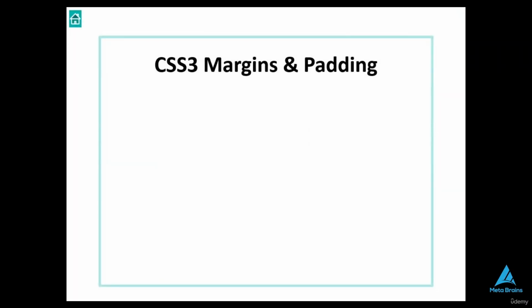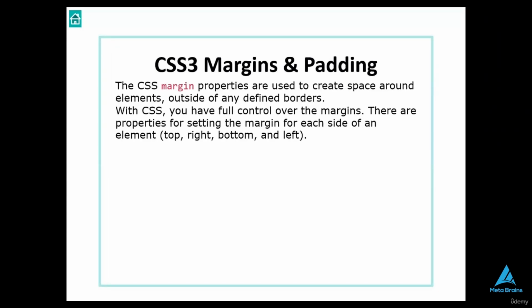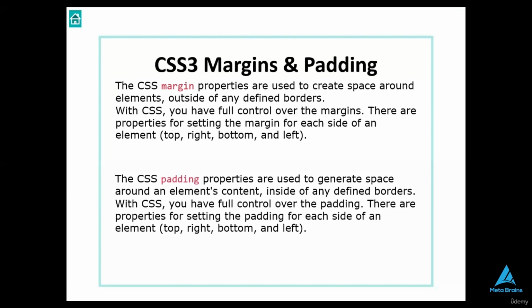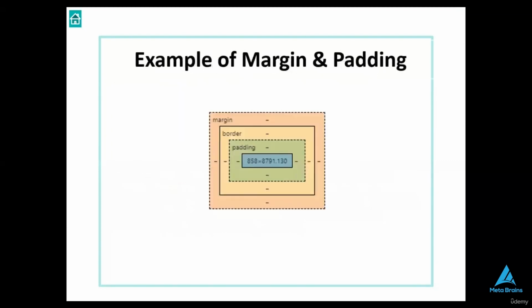Alright, so we talked about margins and padding before and about the fact that we use the universal selector to remove them from the website. Let's now discuss them in detail. So the margin refers to the space around the element's border. And the only difference between margin and padding is that padding is the inside area while margin is the outside area. Let's have a look at an example.